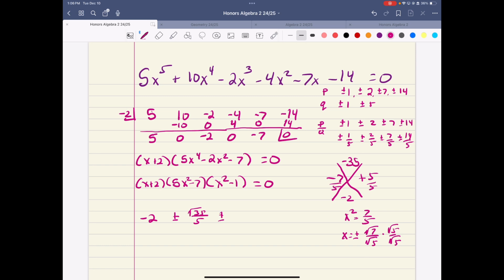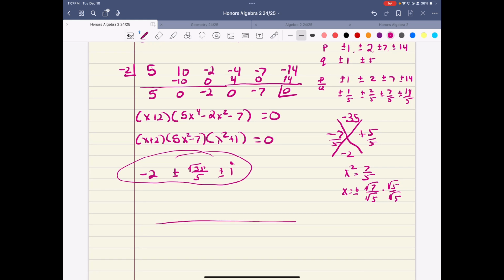And then plus or minus, that should be plus 1, shouldn't it? That should be x squared plus 1. Does that look right now? Sorry about that. That should have been x squared plus 1. So here are our zeros.